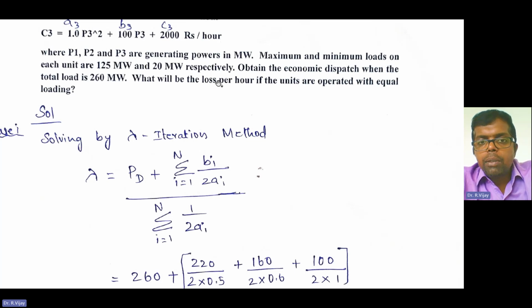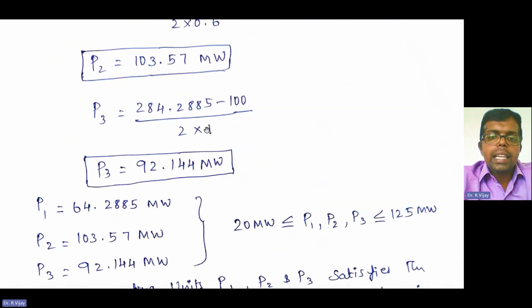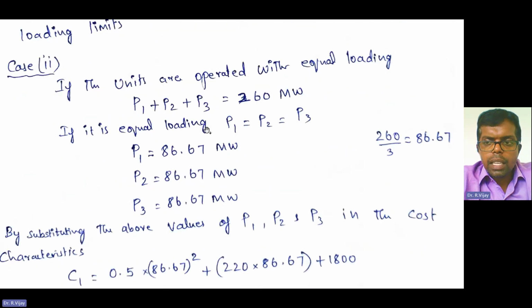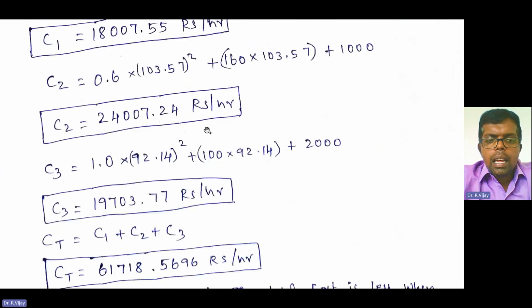And the second one, they asked what is the loss per hour if the units are operated with the equal loading. While taking the equal loading for 260 megawatt, we also calculated that total cost. After that, to find the loss, we take the difference between the total cost calculated from the equal loading and the total cost from the economic load dispatch value.